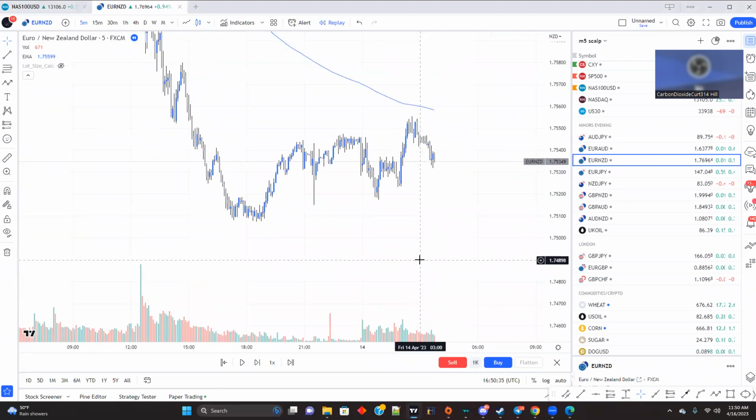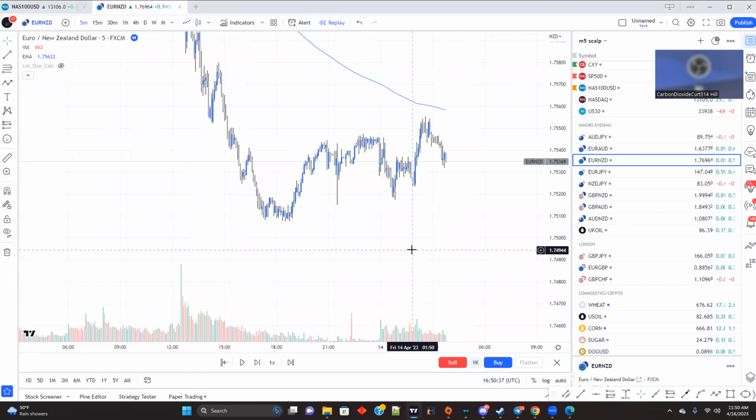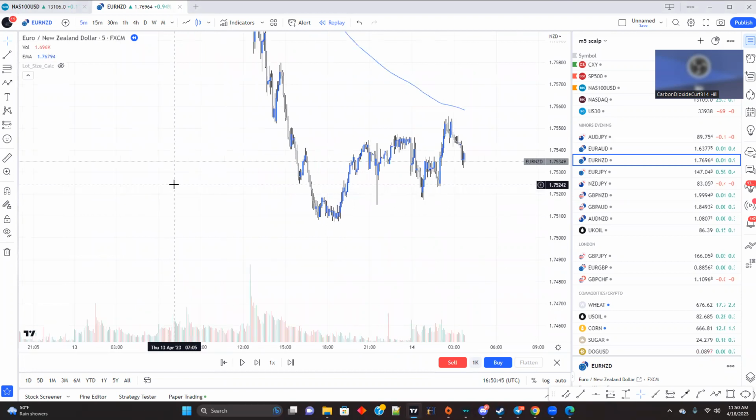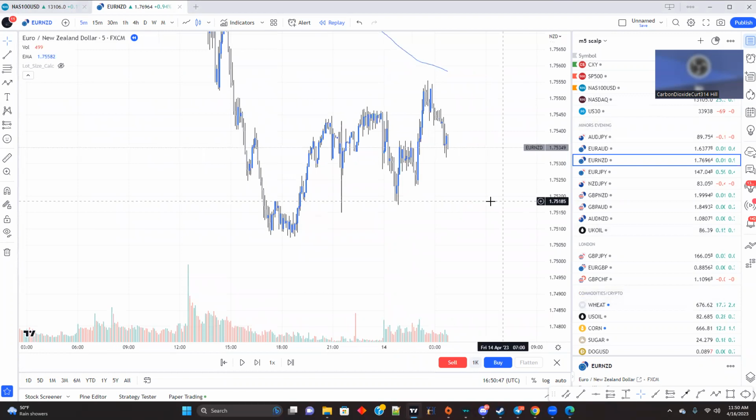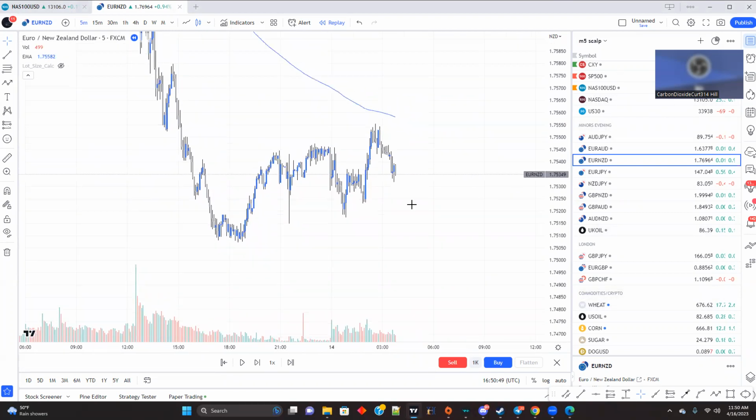I just wanted to go over some setups that we've been on the dollar side of the game, but keep in mind you could do these same setups on other trades. And I actually personally took this setup.